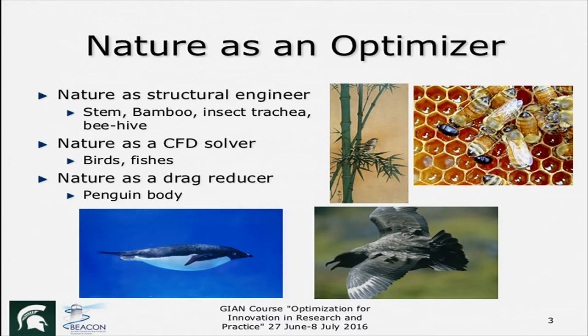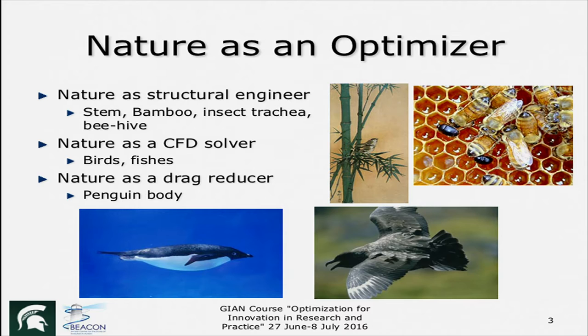Similarly, penguin body is a nice drag reducer. There are some labs, some departments. I'm not sure if you have anything like that in India, but a department called bionics, where people go and observe biology or nature of how a similar problem has been solved in nature, and then they get motivation from it, come back to their lab and design an artificial system.